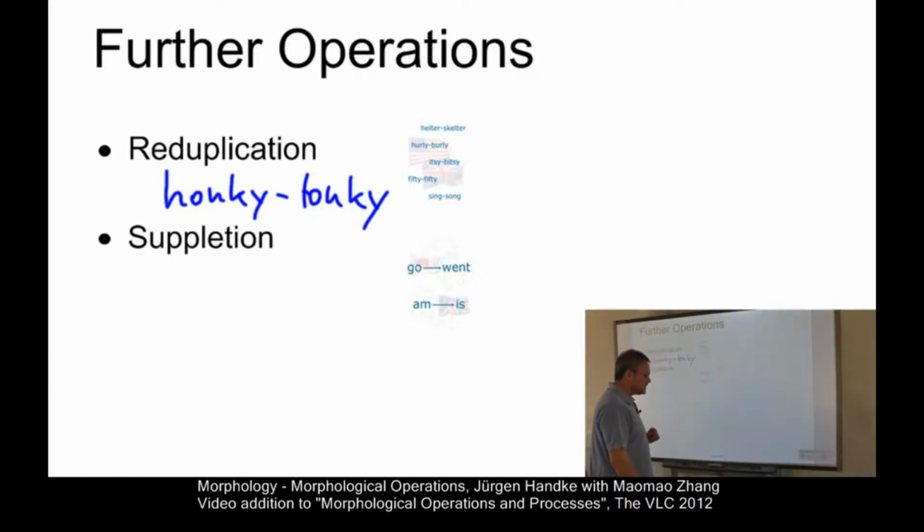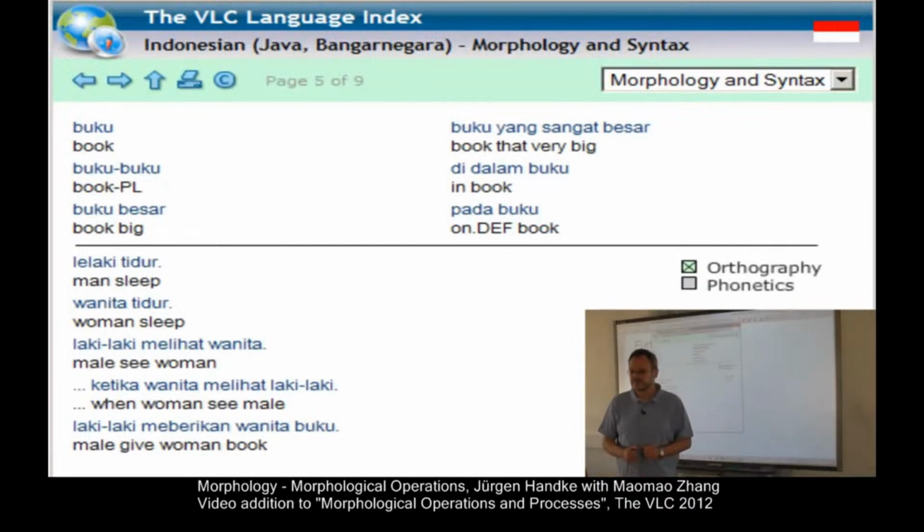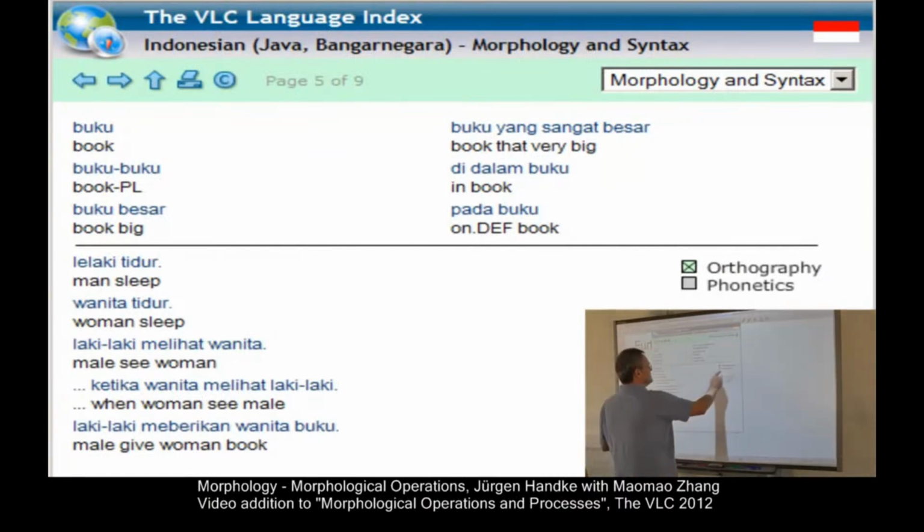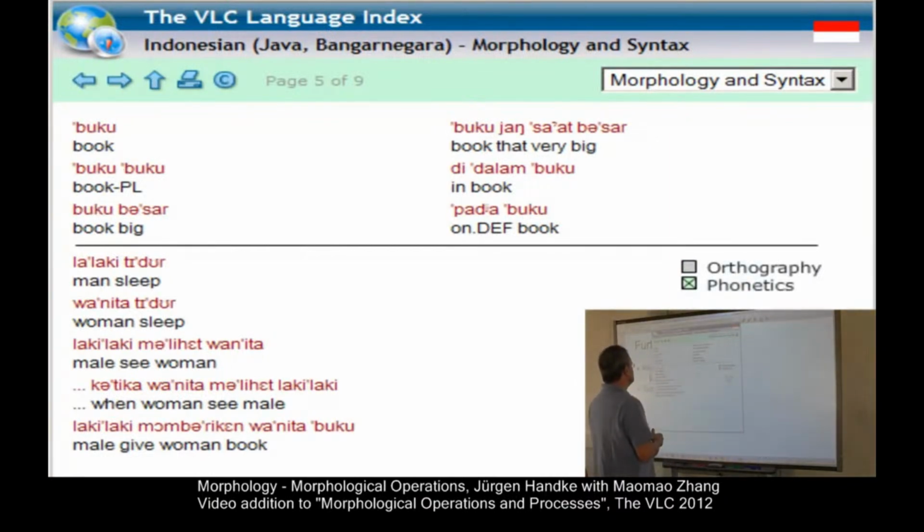So that is reduplication. However, reduplication can also be used in other languages to mark inflectional categories. Let's look at an example. So here is an example from the VLC language index, a large database with sound information about the languages of the world. And here we have Indonesian. I just picked one speaker out of our 15 speakers which are represented on the VLC. And here you find the pattern which signals book, books, big book, the very big book, in the book, on the book, and so on.